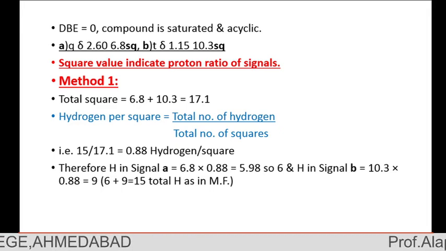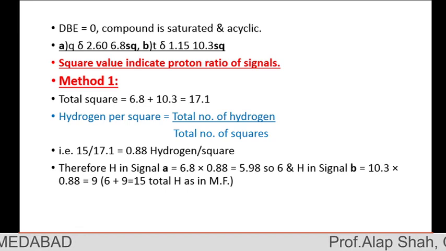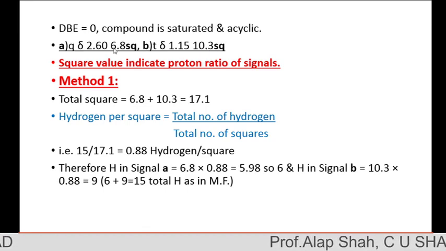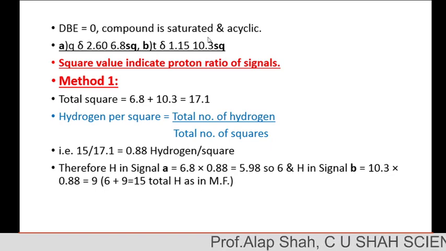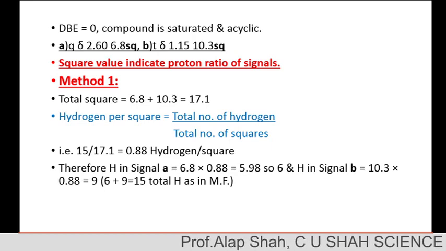So easily we can calculate. And there are two methods. I will discuss both of them. And from the square value, we will definitely come to know how many protons are there. As per simple mathematics, if you observe carefully, 6.8 is roughly 7 and this is 10.3. So A to B ratio is 1 to 1.5. We can say that the number of protons of signal B are one and a half times more than signal A.